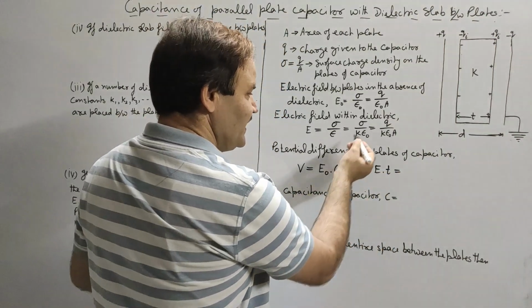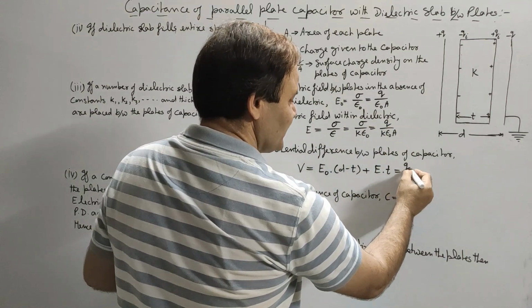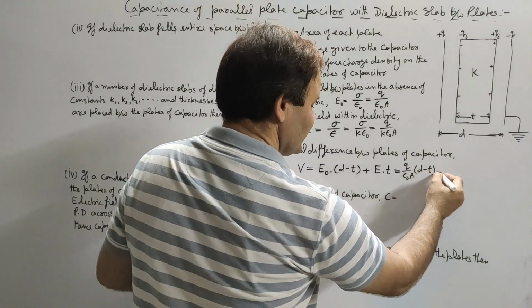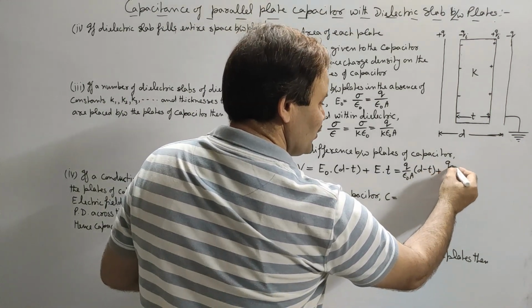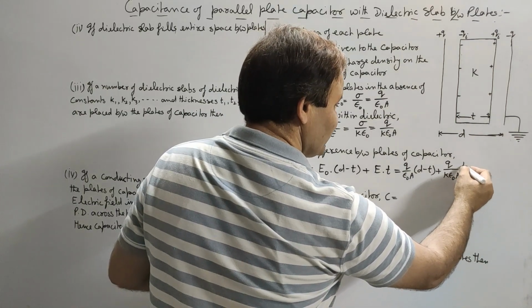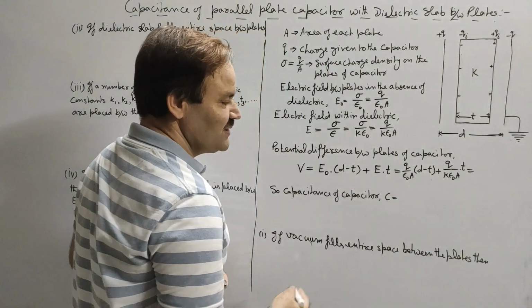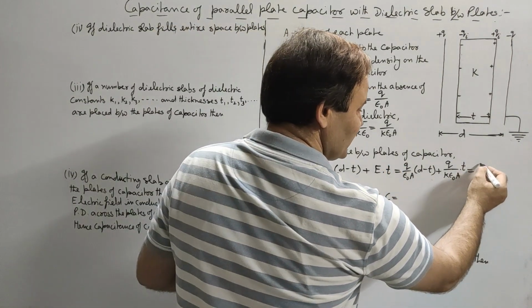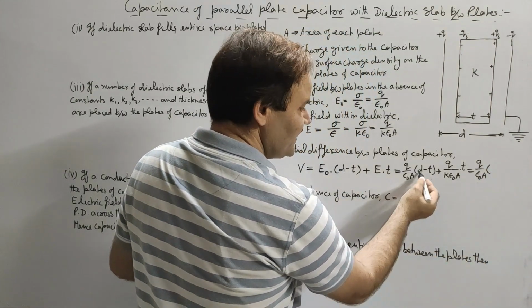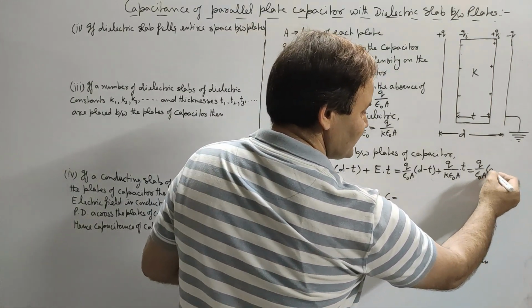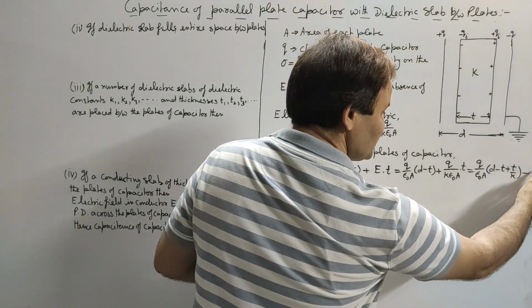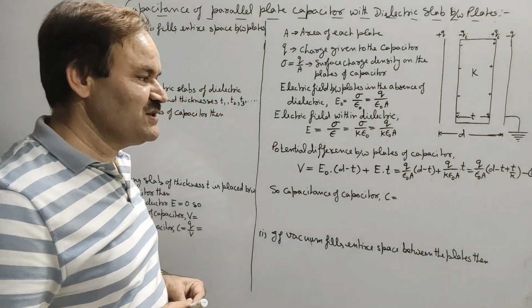This will give E naught, meaning Q upon epsilon naught A, into d minus t, plus Q upon K epsilon naught A into t, and this will give us Q upon epsilon naught A common, and d minus t plus t by K. This will be the potential difference across the plates of the capacitor.